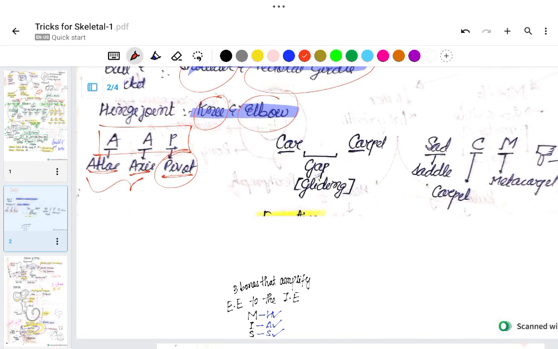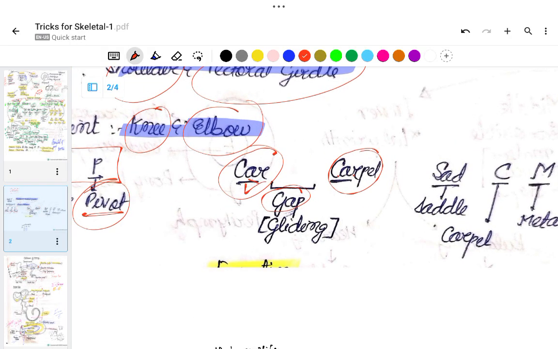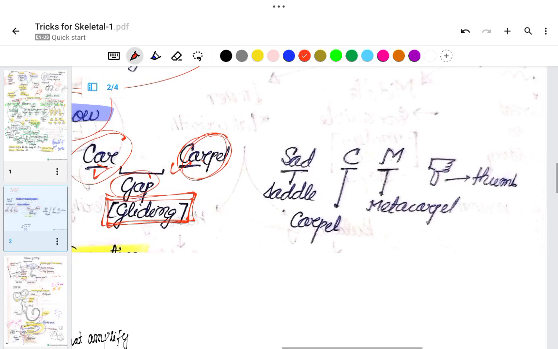Next is in between carpal gap. So suppose the mnemonic is, there is gap between two cars. So carpal joints is the gliding, right? Gliding in carpal joints. Okay.